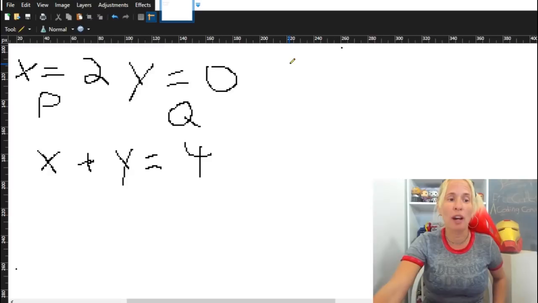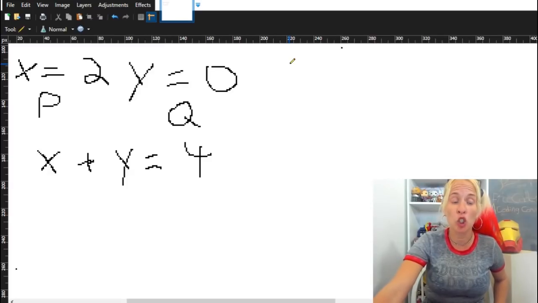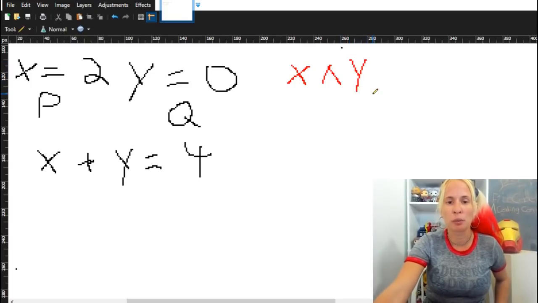First of all, if x equals 2 and y equals 0, 2 plus 0 is 2, not 4. So something's fishy here, right? Would it be possible for x and y to both be true? Would that be possible? No, this one would be false.